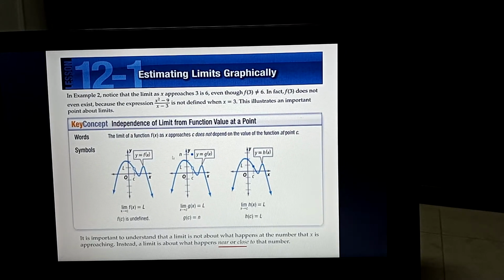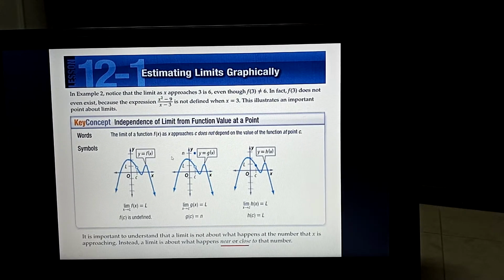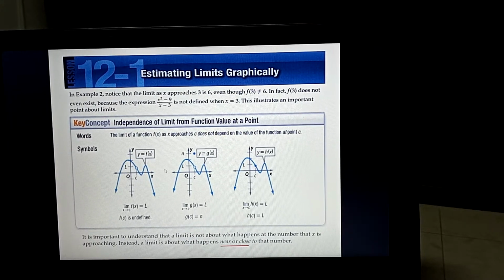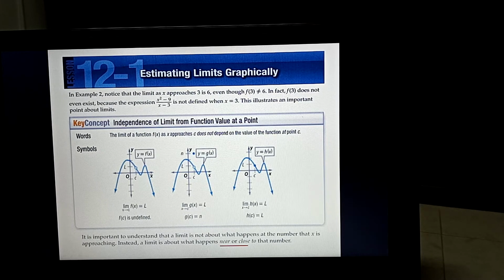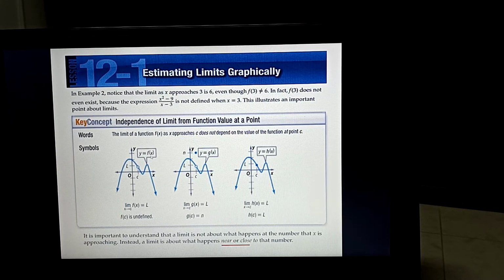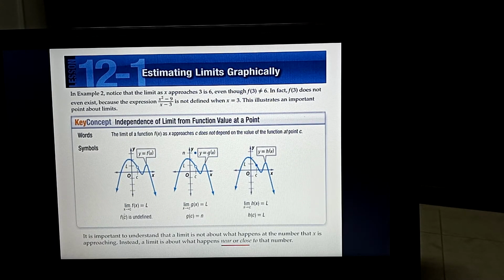Sometimes we don't have the value of the function at one point of x, or maybe more than one point. Look at this shape or this diagram. y equals f of x. What is the limit of f of x when x approaches c? The height is L. So from the left and from the right, I can see that the function is going to the same point. So the limit is L.